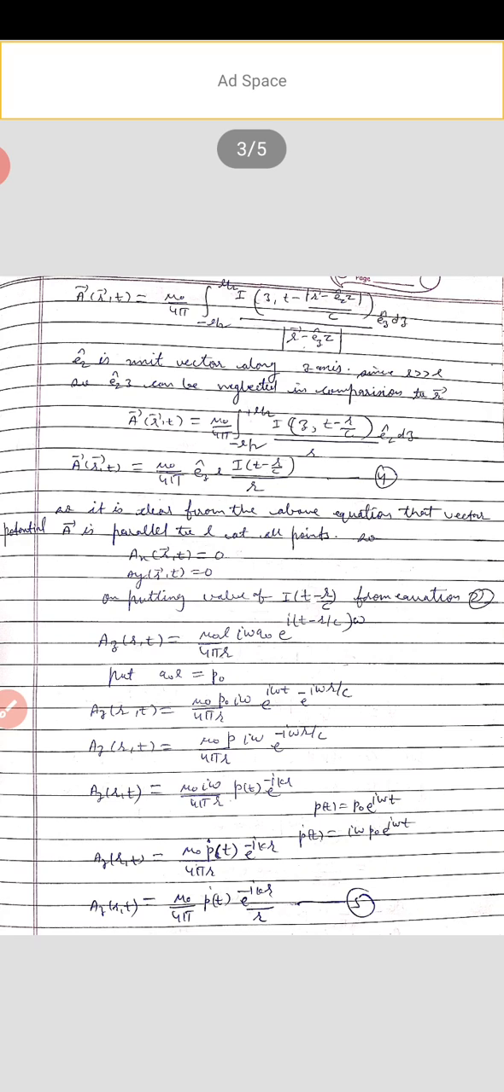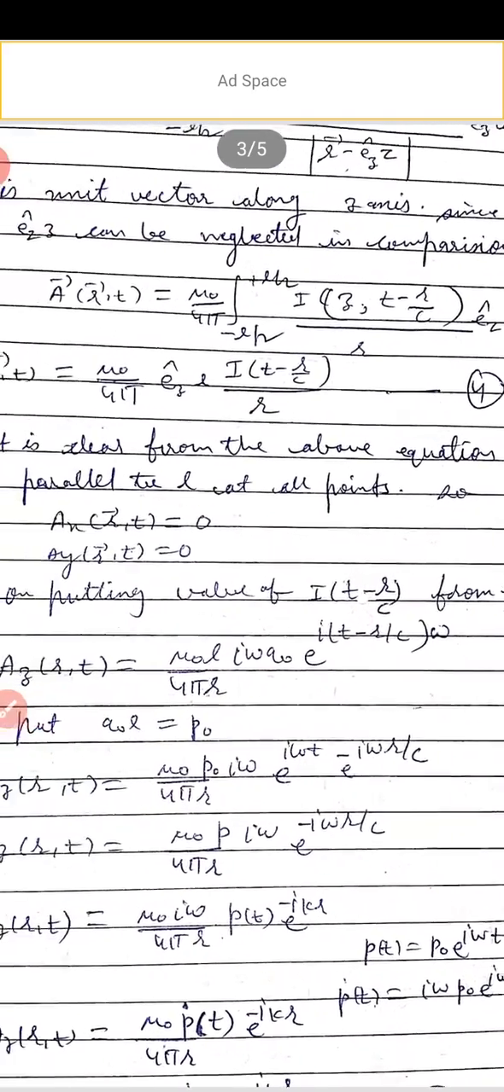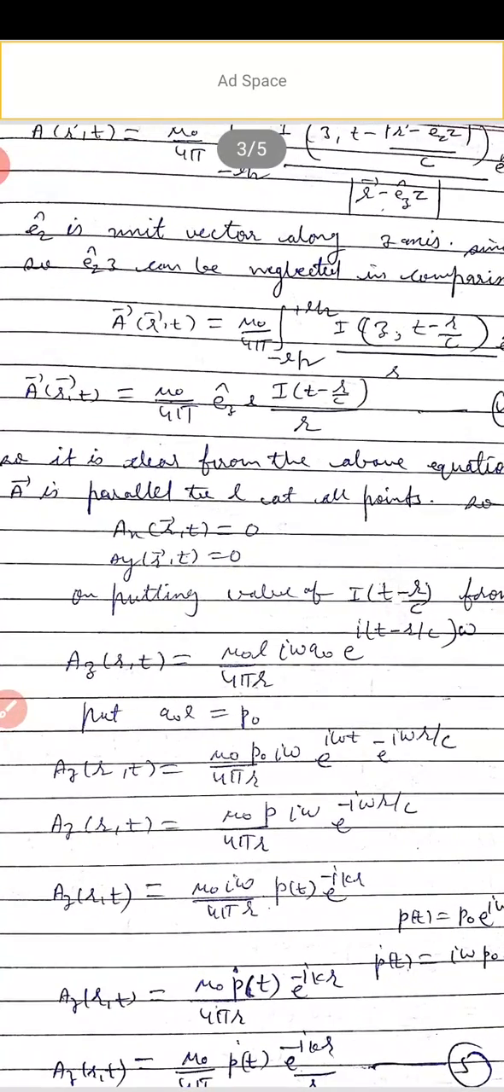So we can write the vector potential A is equal to mu naught upon 4 pi integral from minus L by 2 to plus L by 2 of I(z, t minus r by c) e z cap dz divided by r. Now vector potential A is equal to mu naught upon 4 pi e z cap L I(t minus r by c) divided by r.